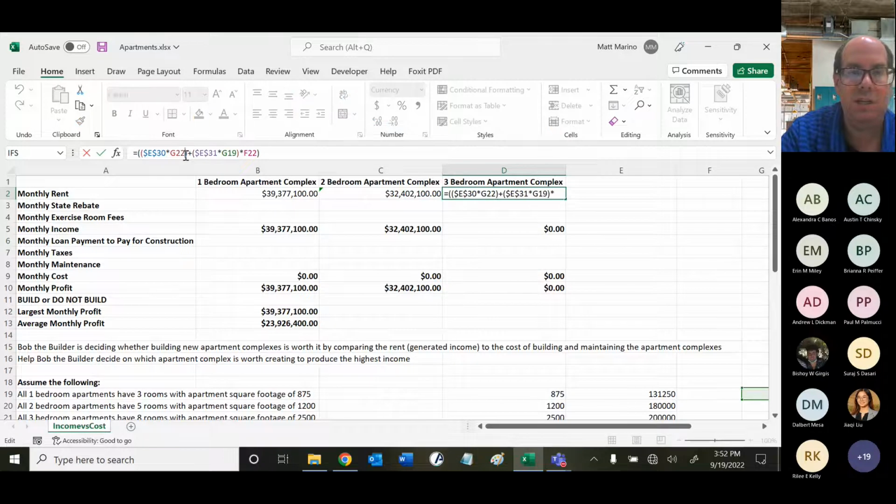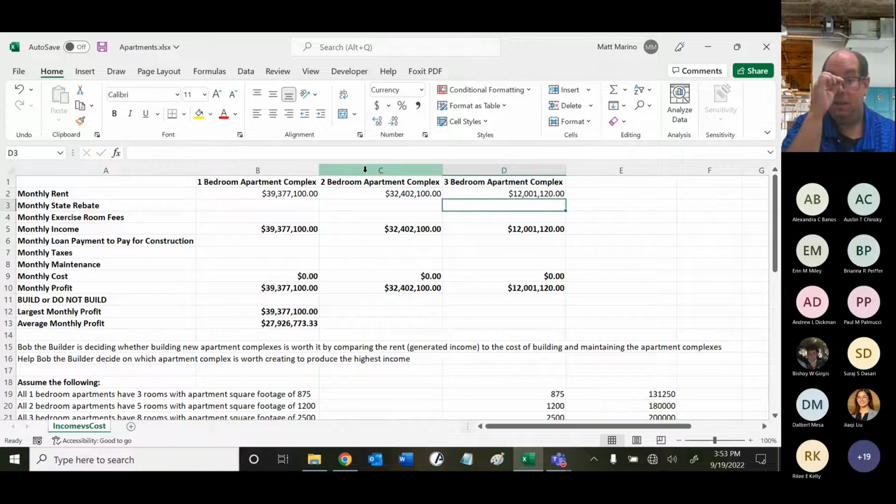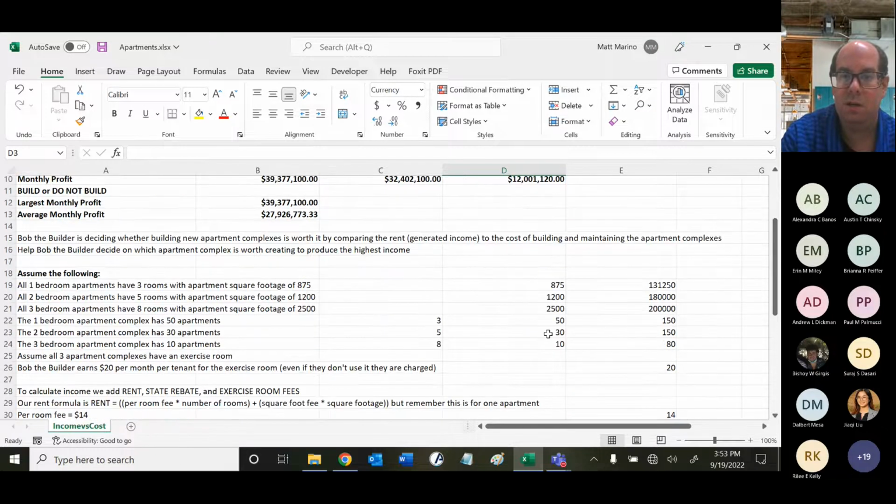For D2, we changed the G22, E24, the G19, the E21, and the F22 to D24. And you're going to notice that the one bedroom has more because it's 50 apartments you're renting than 30 apartments and 10 apartments.